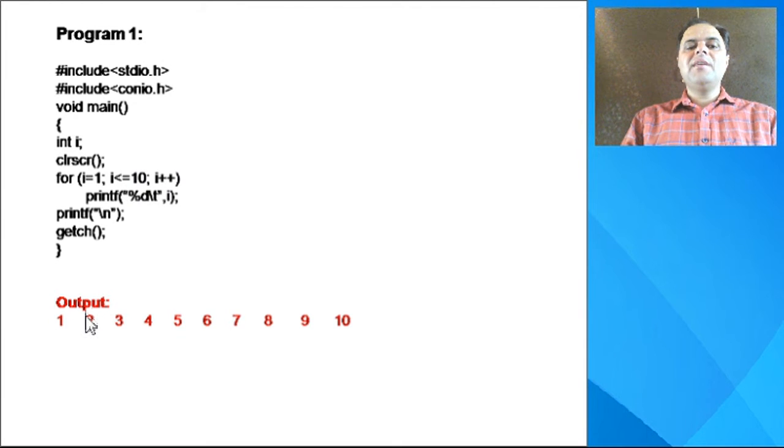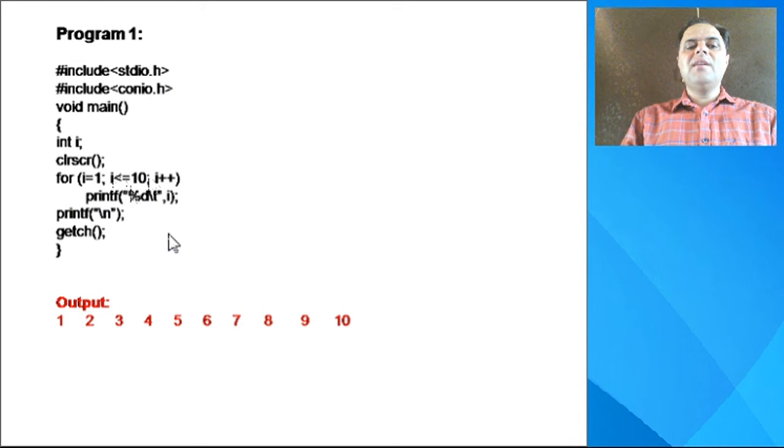2 is less than or equal to 10. It will print 2. Then i becomes 3. 3 is less than or equal to 10. It will print 3. Then 4. 4 is less than or equal to 10. It will print 4. Then i becomes 5. It will print 5. Then i becomes 6. It will print 6. Then i becomes 7.